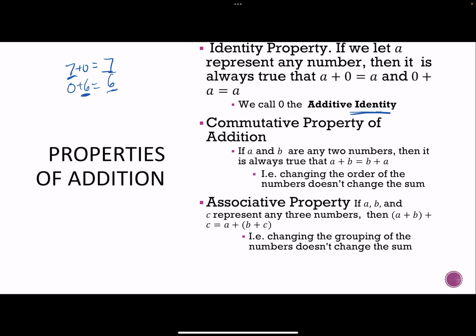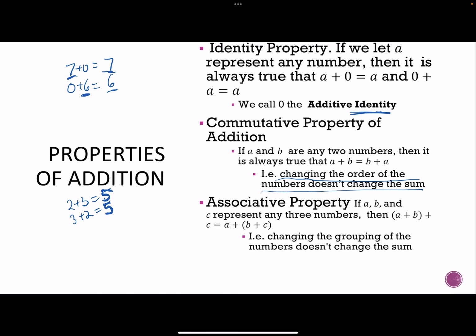Next, we have the commutative property of addition. If a and b are any two numbers, then it's always true that a plus b equals b plus a. Again, we're just looking at properties of addition right now. What that really means is that changing the order of our numbers doesn't change the sum. It doesn't change what they add up to. So for example, 2 plus 3 is 5. That's the same as 3 plus 2, which is also 5. I really need to work on my 5s so they don't look so much like S's.